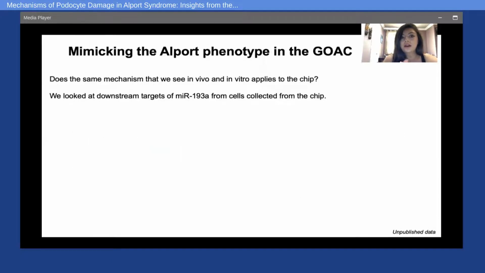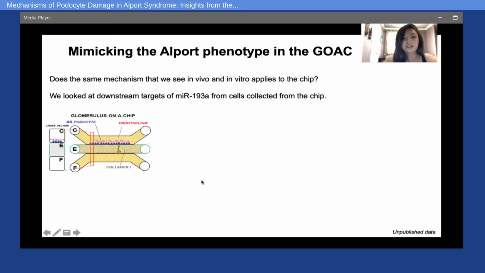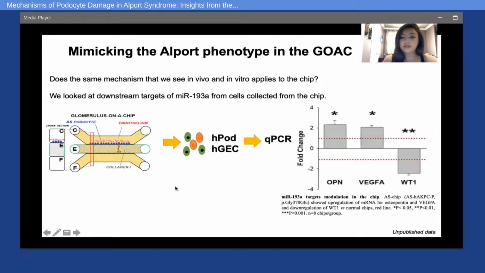So, mimicking the Alport phenotype in the glomerulus on the chip: does the same mechanism that we see in vivo apply in vitro to the chip? So what we did is we created chips using Alport podocytes and also healthy podocytes. And then we isolated the podocytes and endothelial cells, and we've done qPCR on them.